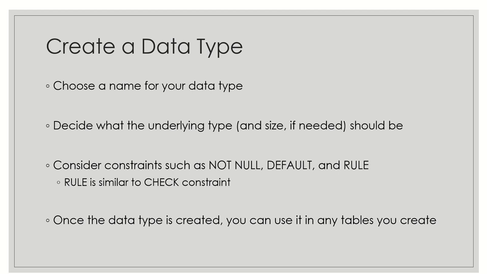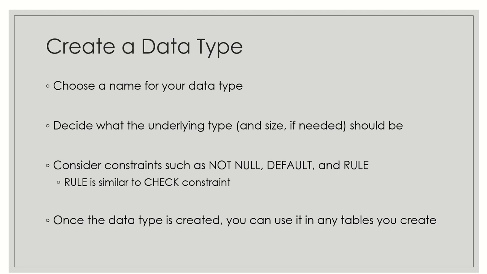So when we want to create it, we first choose a name for it. And then we decide what the underlying type and size, if needed, should be. So we decide what data type we are basing our custom data type on. And if it's a data type with a size, for example, decimal, you also need to decide what size you're going to assign. Because remember, every time you use this data type, it's going to always have that same setup.